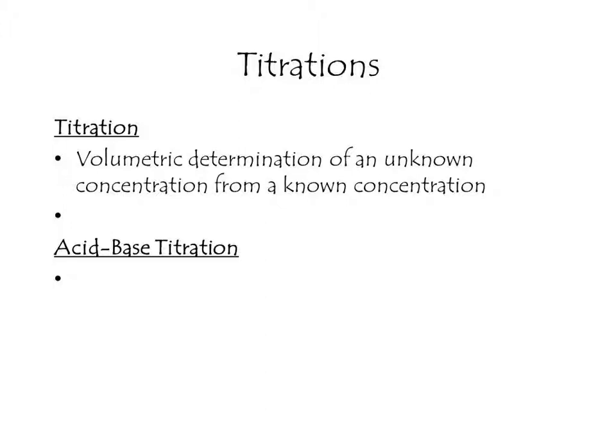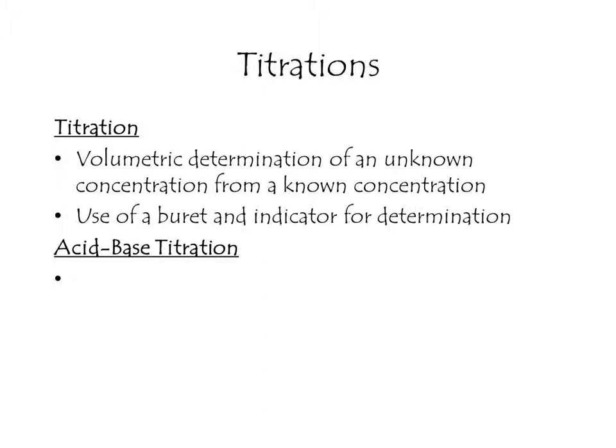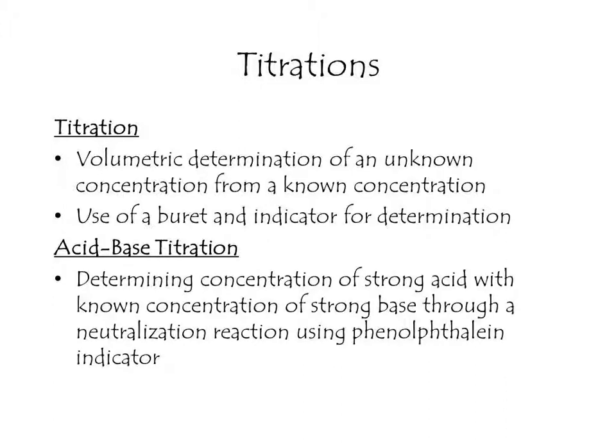And in order for us to do a titration, you have to have certain items. You need to have a burette in order to have an exact volume, and an indicator to determine the pH, and we'll talk about this in a little bit more greater detail. But with acid-base titration, it's all about determining the concentration of a strong acid with a known concentration of strong base through the neutralization process. And the phenolphthalein indicator, or just the pH indicator, tells us when we've reached certain pHs, the endpoint, and we'll talk about the definition of endpoint.